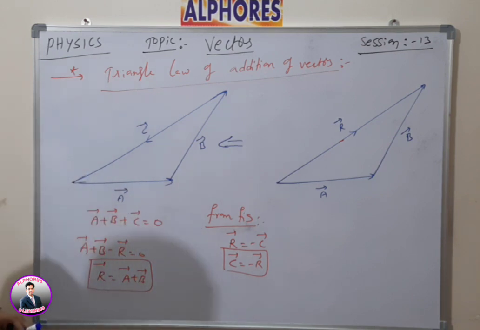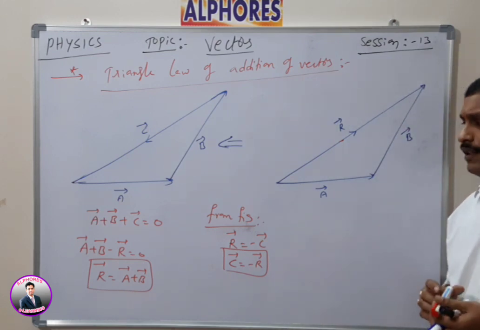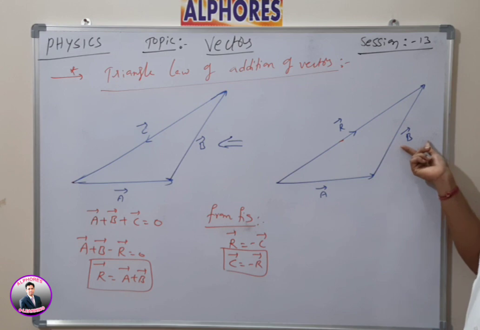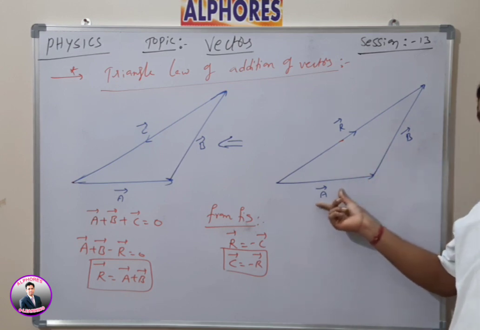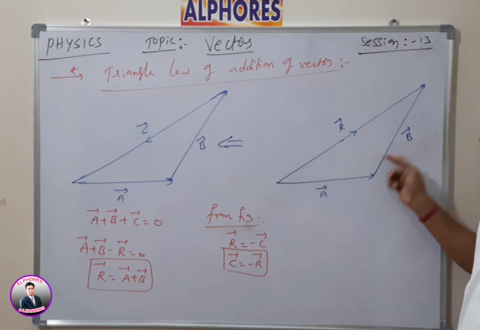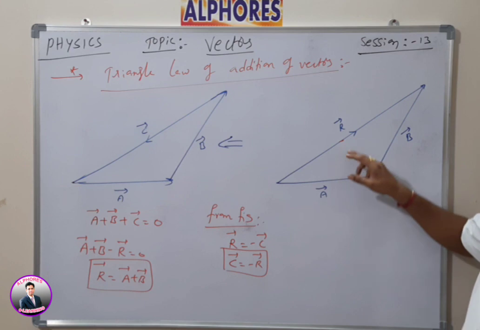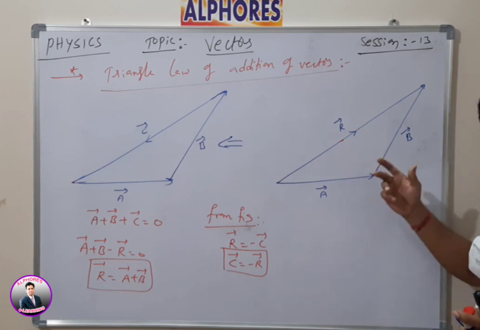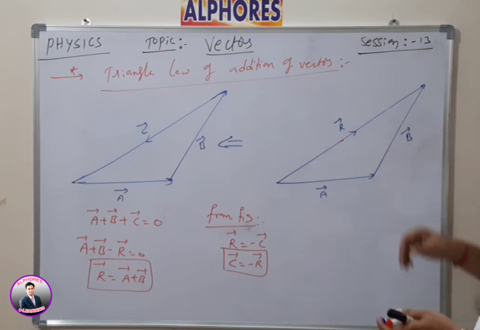Suppose in a triangle, listen carefully, A bar and B bar are the two adjacent sides of the triangle, which have both magnitude as well as direction. These two, A bar and B bar, are taken in the same sense. Then the resultant of these vectors is taken in the opposite sense. For example, this A bar and B bar are taken in the anti-clockwise sense, like this.